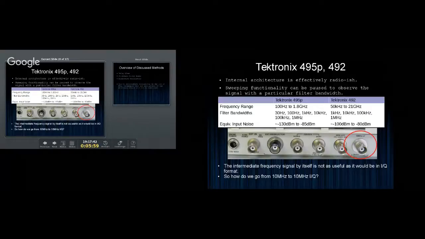So I'm interested in exploring the use of these particular ports on these instruments for reconfigurable radio type stuff and digitized backends. So basically what I want to do is take that single signal and convert it into I and Q components. So how do we do that?